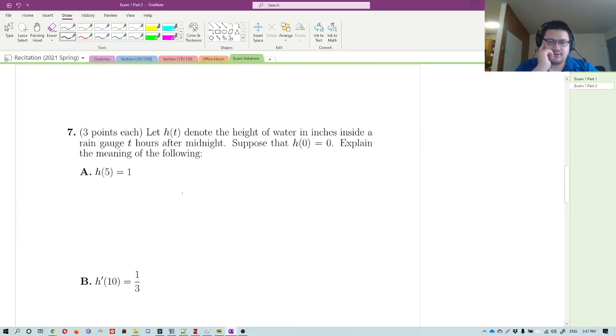For number 7, let's see. H is the height of water in inches inside of the rain gauge, t hours after midnight. Explain the meaning. Okay, so we just need to interpret things. Right, so height of water is important, hours after midnight is important, and then do we need to talk about rain gauge? I don't know. All right, so what does this statement mean? So in inches. Right.